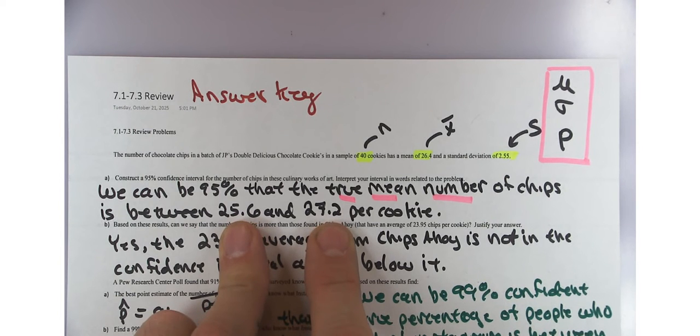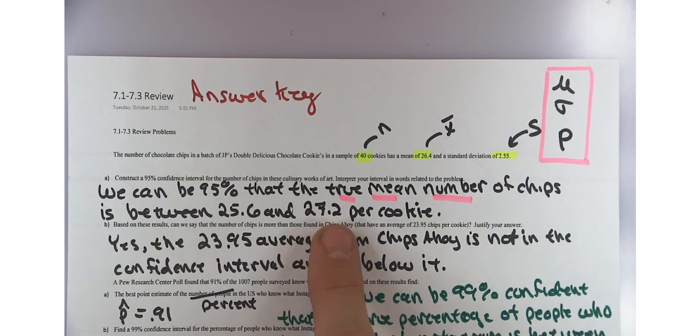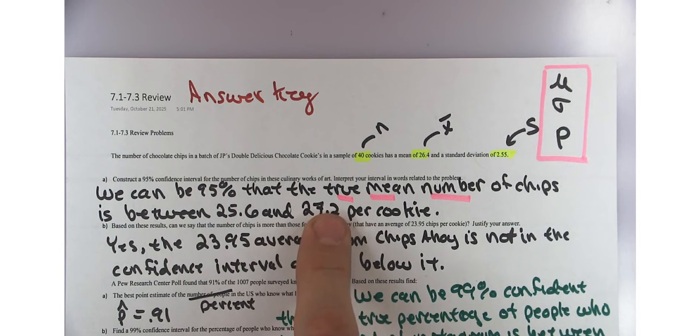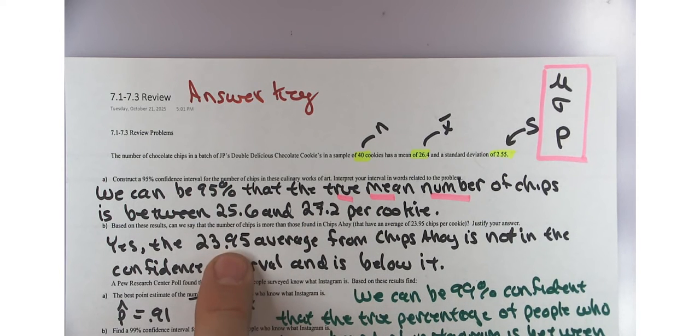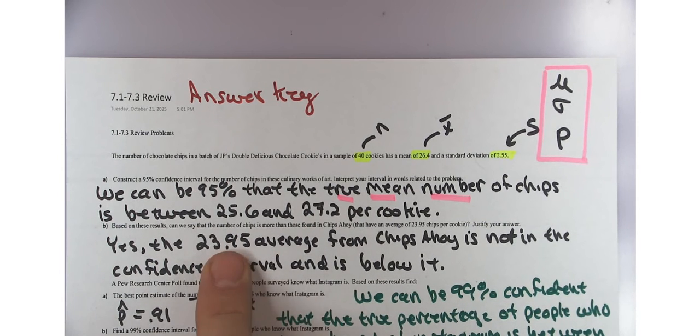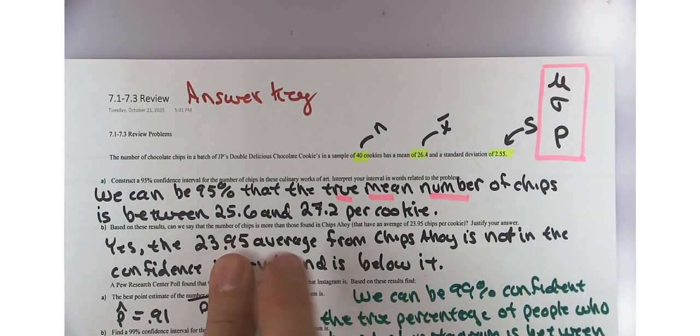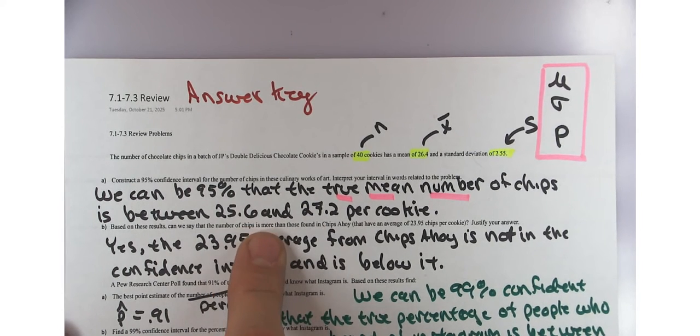If I wanted to compare this to the number of chips in a Chips Ahoy cookie on average, their number was 23.95. If you look at our interval, that interval is above this. So two things to note. First of all, this doesn't fall in this interval, so they're different. Second, this is below my confidence interval, so yes, I can say that I've got more chips in my cookies than Chips Ahoy does in theirs. So, all done with number one.